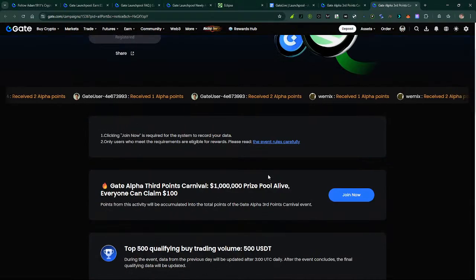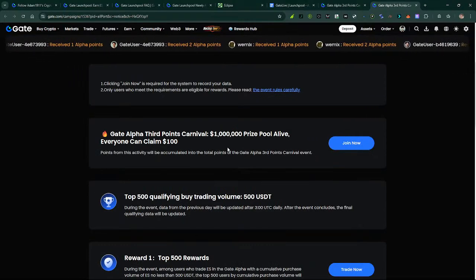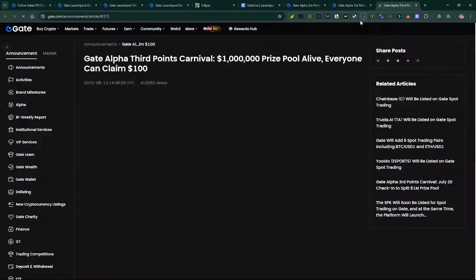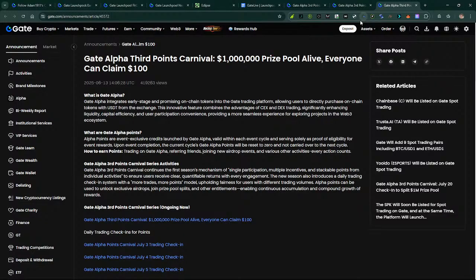It is available, and here you can see Gate Alpha third points carnival, $1 million prize pool is live, so everyone can claim $100. So how can you claim that? Just click on join now. This is a sub event, remember that.